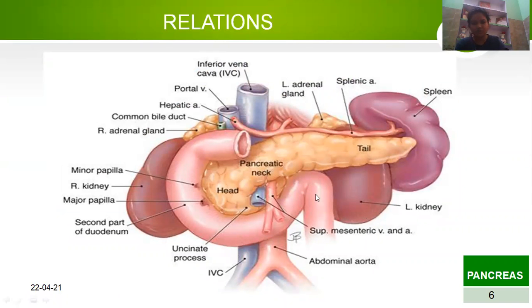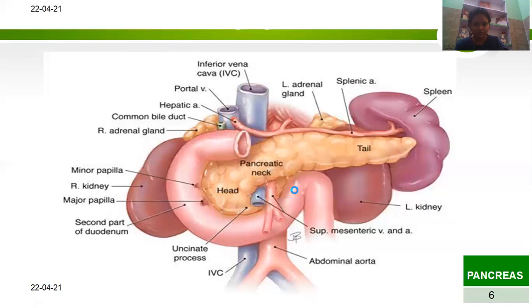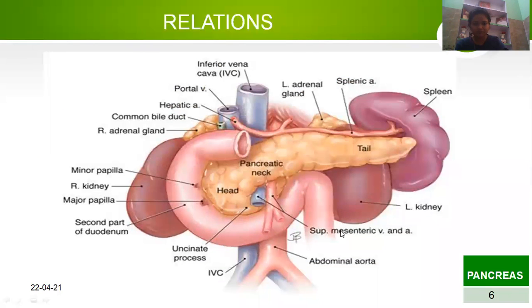Here we can see in this diagram that this is the head. This is the uncinate process. So basically, it is the head proper. This is the neck part. This is the body part, and this is the tail part. This is the first part of the duodenum. This is the second part of the duodenum. This is the third part, and this is the fourth part of the duodenum. This is the superior mesenteric artery and superior mesenteric vein, which is related to the first part of the duodenum, the superior border of the head.